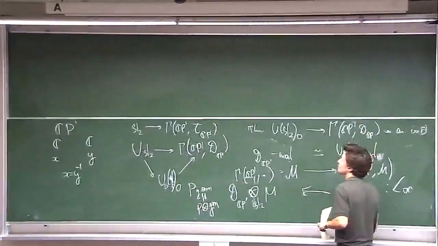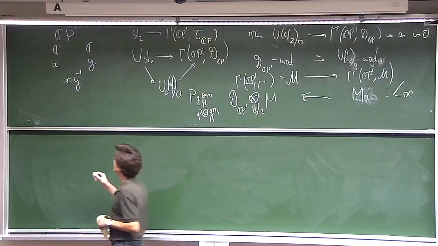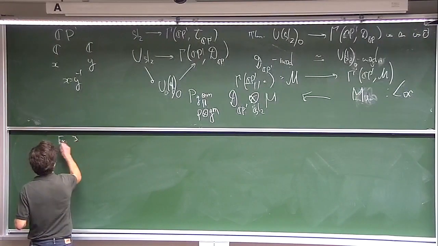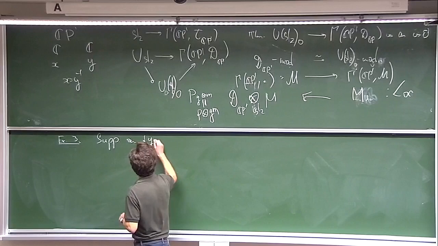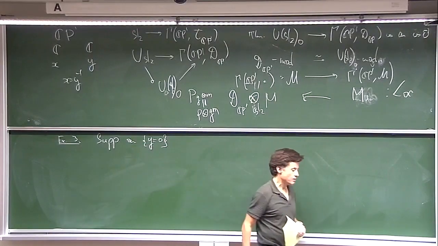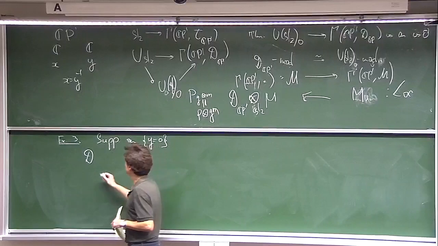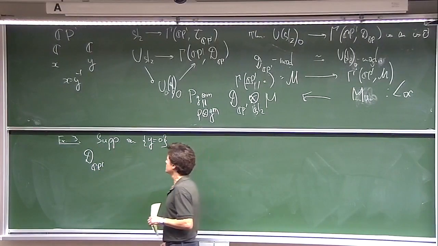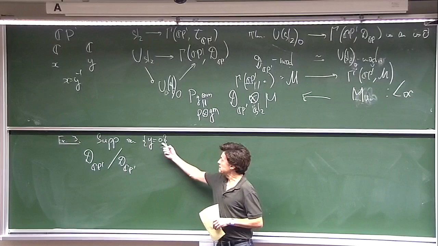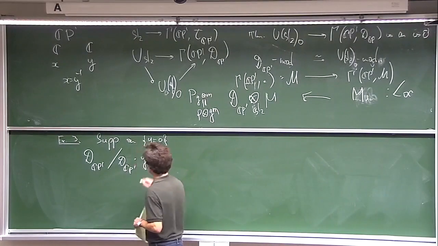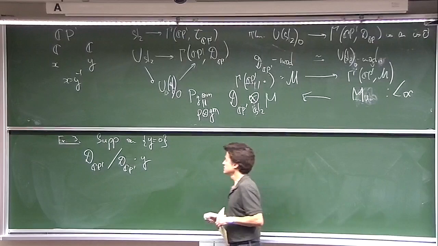We've discussed two. Finally, the most interesting one, a module that's supported at a point. Example 3. So this module is supported at infinity. So what you do is you take the D and you quotient out the ideal of that point. It's clear what I mean.